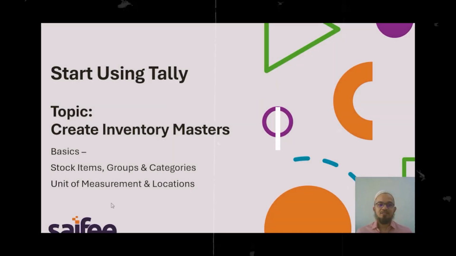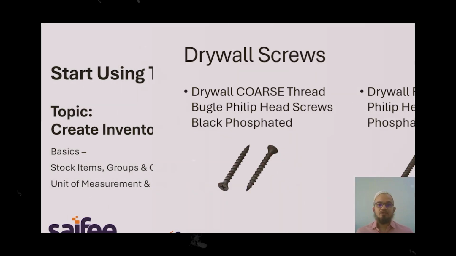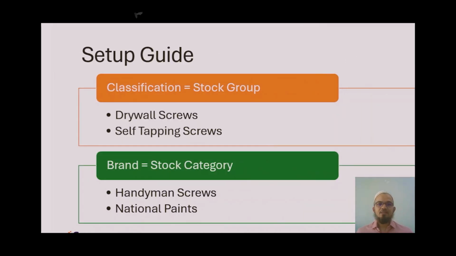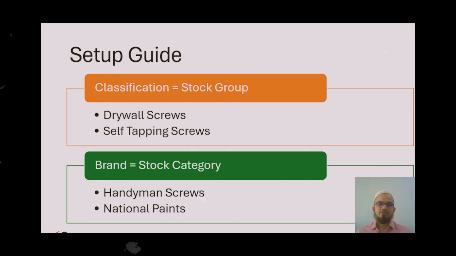Stock items, groups and categories, followed by unit of measurement and locations. We are going to use the following examples: drywall screws, self-tapping screws, panes. These three different types of items, we are going to group them.